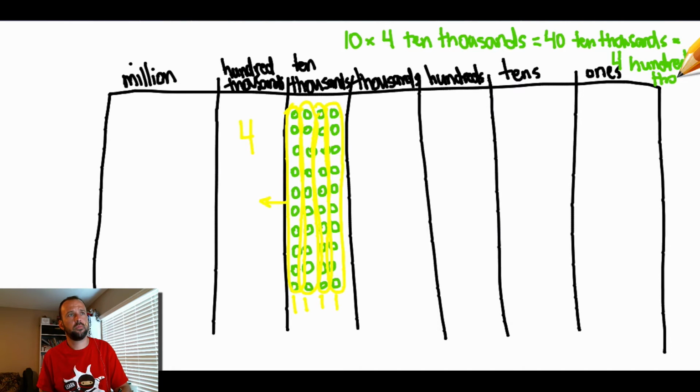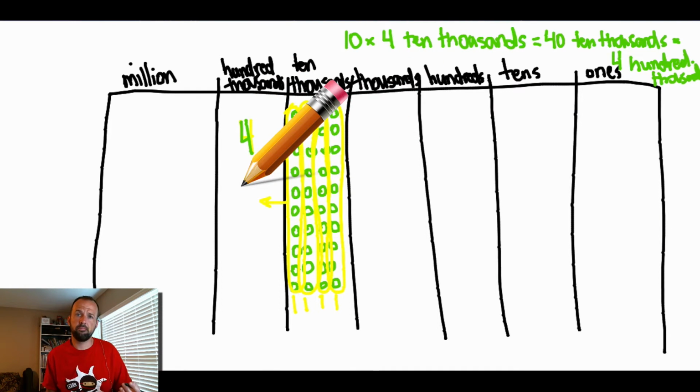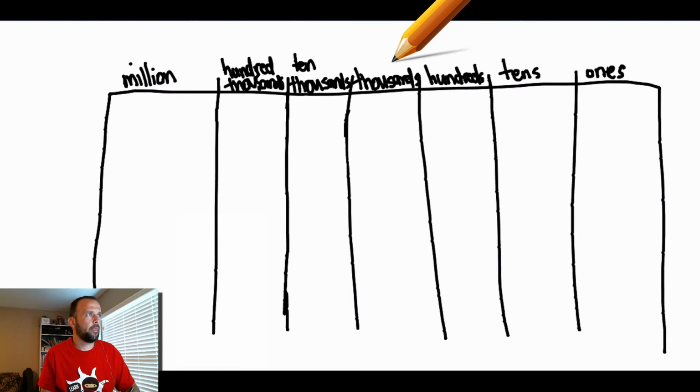400,000. Again, I apologize for kind of running out of room there, but you get the idea. So 10 times 4 10,000s is equal to 40 10,000s, which is equal to 400,000s, which is what we're showing over here, okay? So I just grouped them by 10s and moved them over. Easy enough. All right, let's take a look at another example real quick.